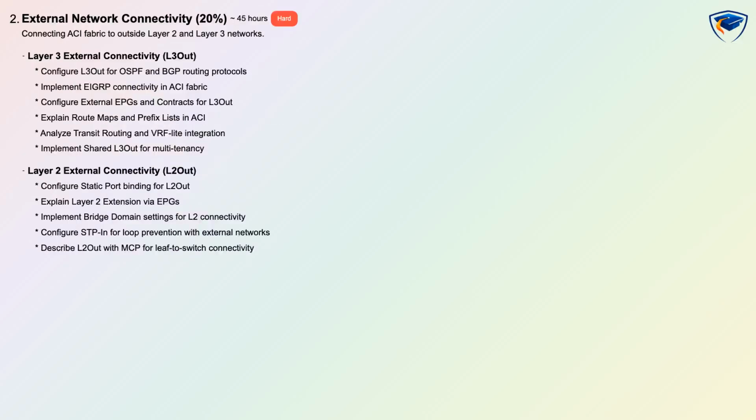External network connectivity is 20% of the exam, rated hard, and estimated at 45 hours with scenario-based assessment. You will master L3 out configuration for OSPF and BGP and implement EIGRP where required, configure external EPGs and contracts, and understand route maps, prefix lists, transit routing, VRF Lite, and shared L3 out for multi-tenancy.